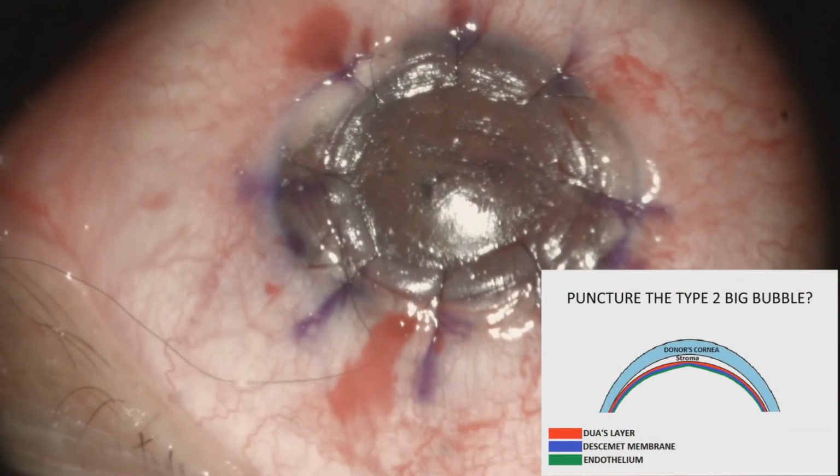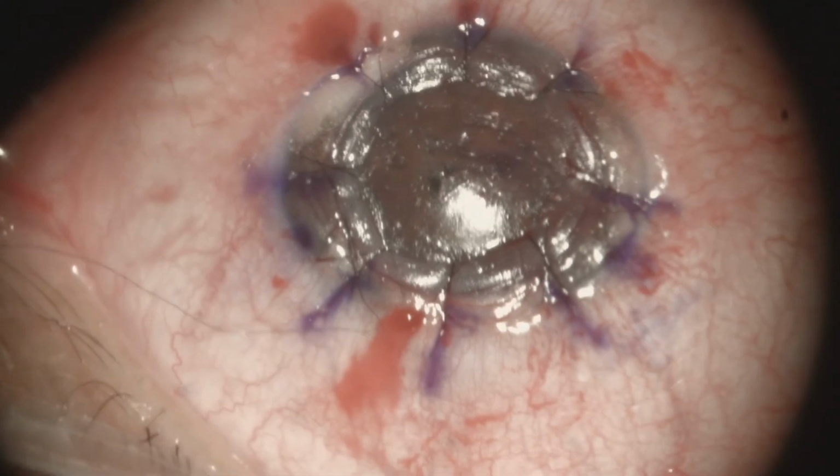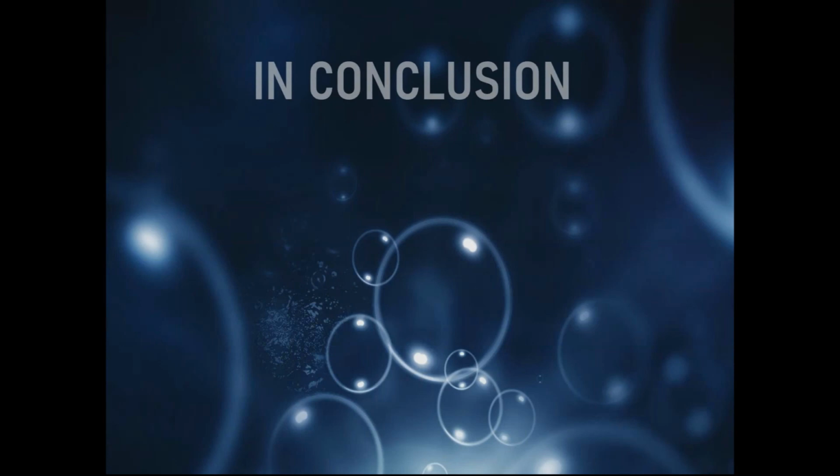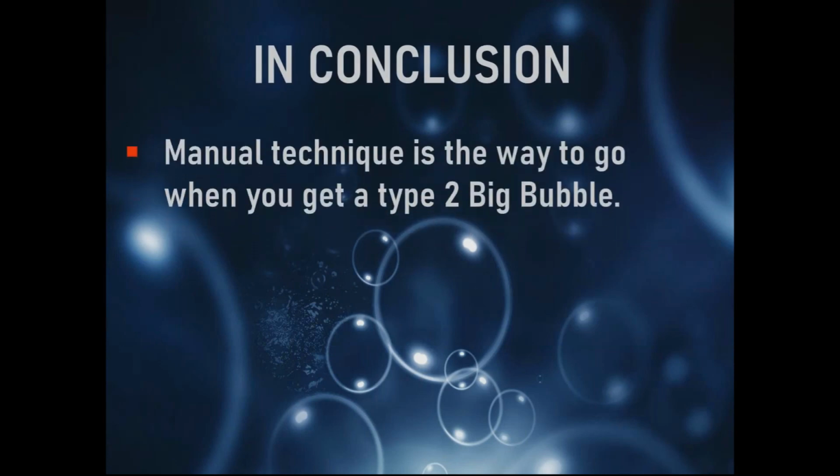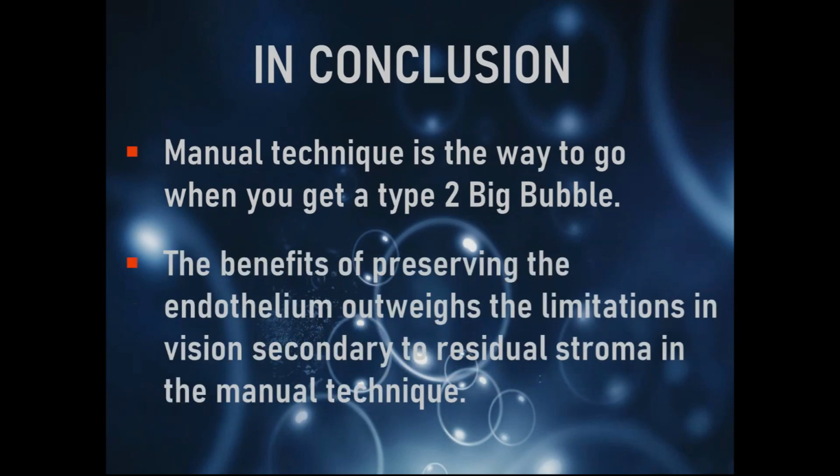The trapped air will get reabsorbed in 2 to 3 days if it's not punctured. In conclusion, manual technique is the way to go when you get a type 2 big bubble. The benefits of preserving the endothelium outweighs the limitations in vision secondary to residual stroma in the manual technique.